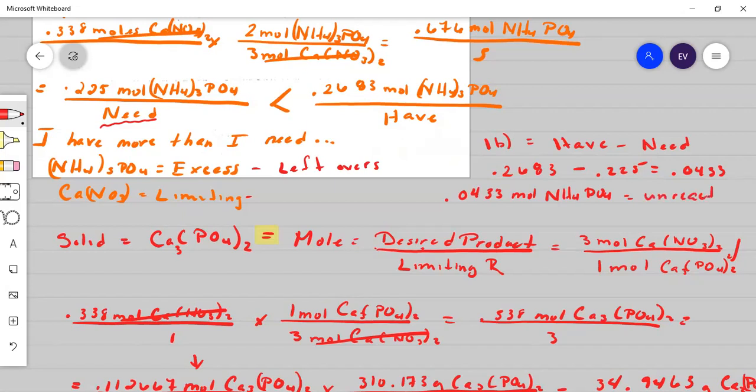Okay, I wanted that one in grams. So basically all you have to do, and I'm not going to do another one just because we've already done one, is you're going to convert this to grams using molar mass.